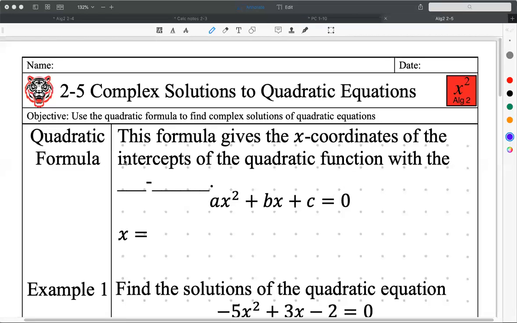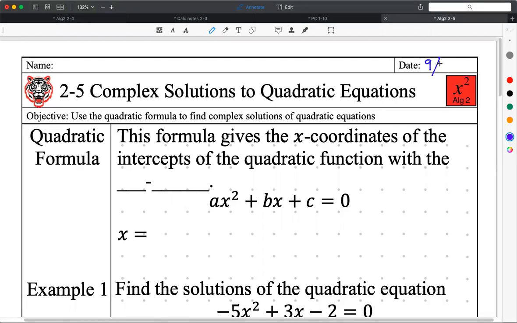All right, we're recording. All right, lesson 2-5, complex solutions to quadratic equations, our last lesson of the unit. It's a short unit, right? Okay, so today's date is Friday, September 18th, 2020.